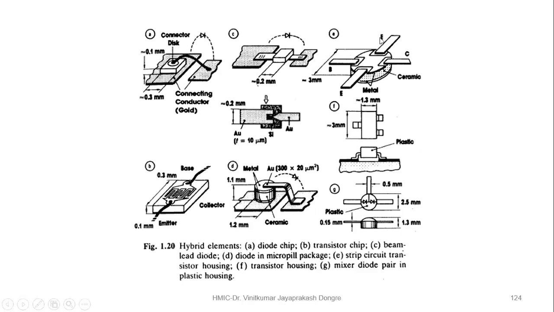So here in the first diagram A, the diode chip is shown. The diode chip is put here. Then the next is the transistor chip. In this diagram B, the transistor chip is put as the hybrid element. Then these are some other elements, the diode, transistor and others, kept one by one. You can see the diagrams, and they are self-explanatory.